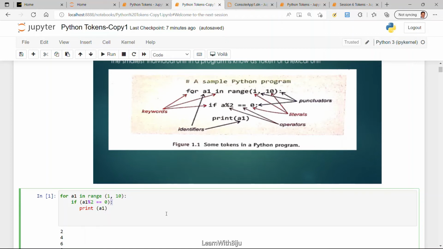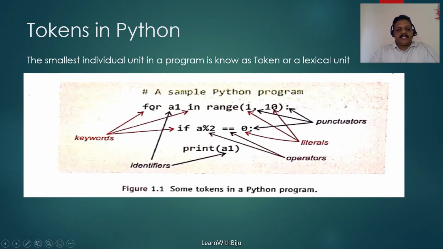So this is a simple Python program, and these are the base elements, which we can call tokens. The smallest unit of a program is a token, right? So for, A1, in, all these are tokens, and they are categorized into keywords, identifiers, operators, literals, punctuations. Understood? Okay, let's move on.